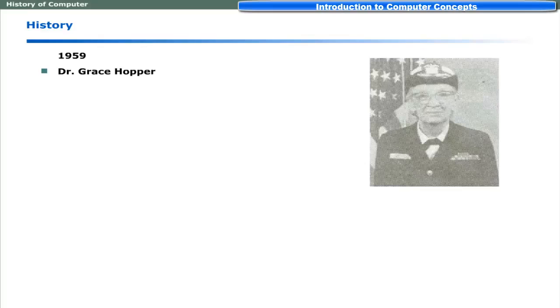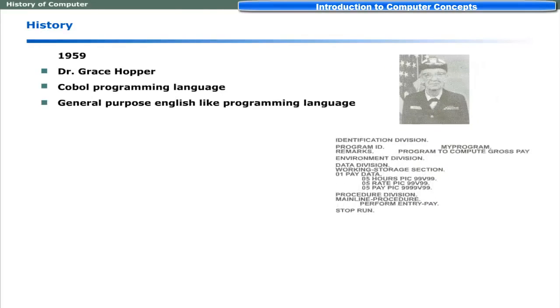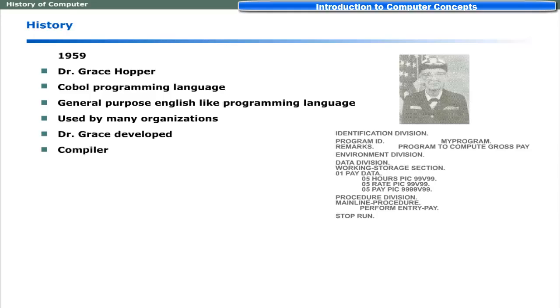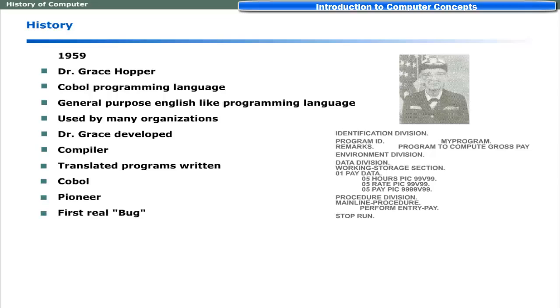Hopper conceived the idea of COBOL programming language. It was a general-purpose English-like programming language that is still used by many organizations. Dr. Grace developed a compiler that translated programs written in COBOL to run on a variety of computers. She is also the pioneer to find the first real bug in a computer. Programmers debug software to find out errors or bugs in their programs.